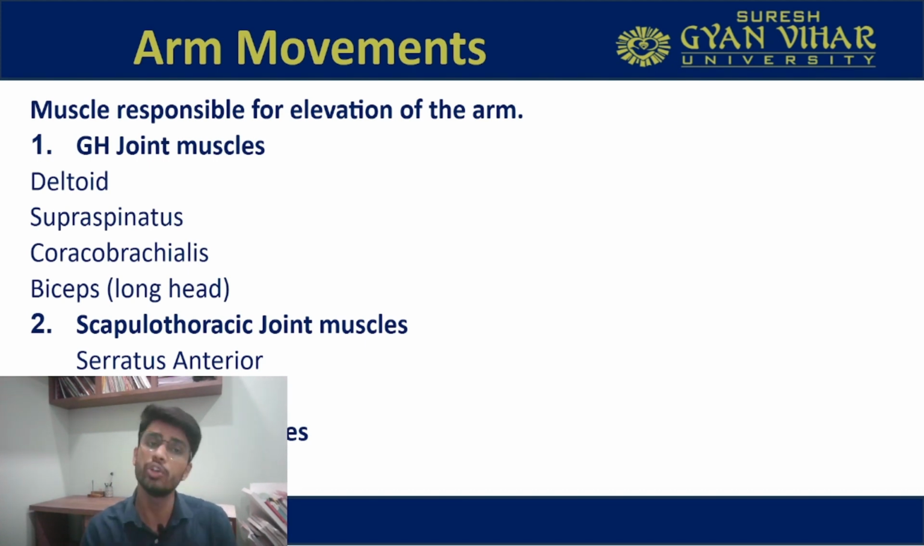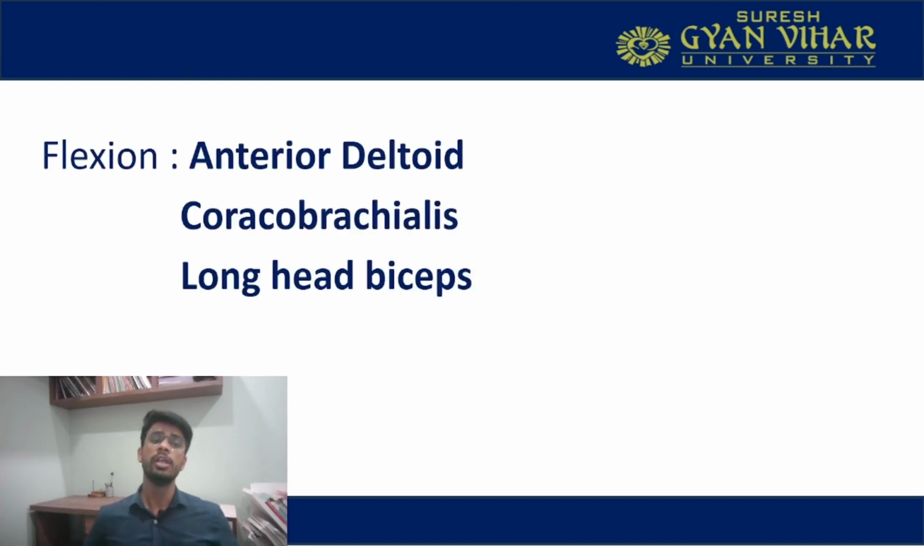There are some glenohumeral muscles which are responsible, then there are some scapulothoracic joint muscles, and then the important rotator cuff muscles. We will see the functioning of these muscles one by one. First of all, let's see what muscles cause the flexion of the shoulder joint. There are three main muscles which result in flexion: your anterior deltoid, coracobrachialis, and the long head of the biceps.